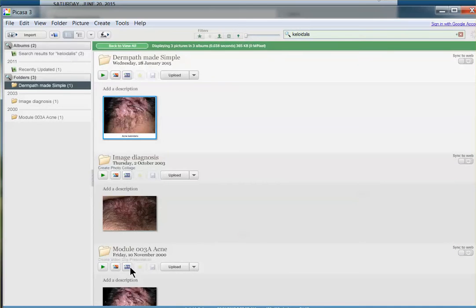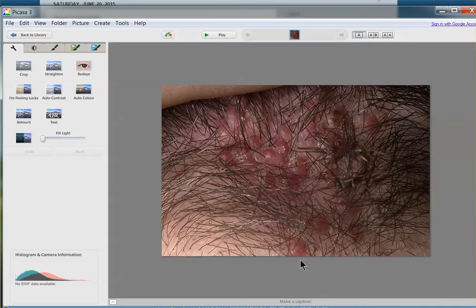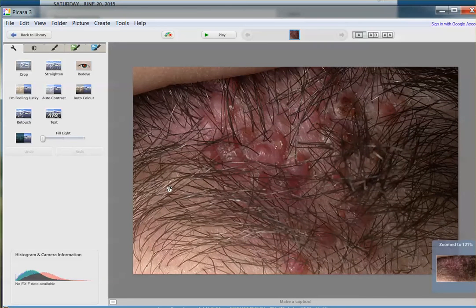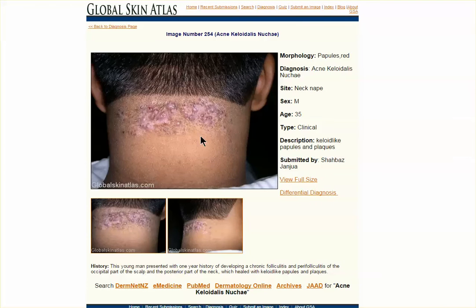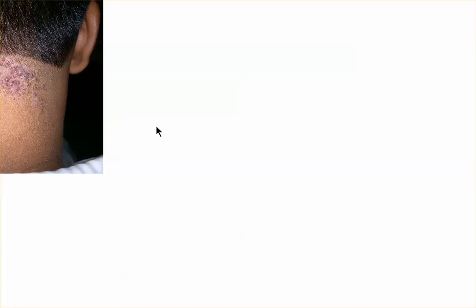Let's have a little look. What others do we have? This is a close-up of another one, milder, but you can see the inflamed papules occurring in association with hair follicles in this particular condition. There are some better examples, I think, in Global Skin Atlas. Let's look at this one. I think it probably better shows the type of hypertrophic or keloidal picture that you get.